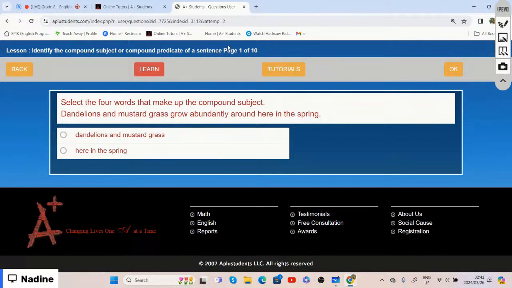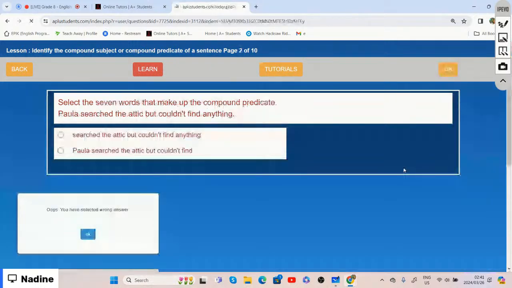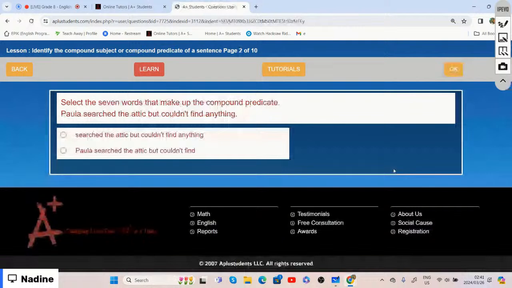All right, then if we select our compound subject, we will say it's dandelions and mustard grass. That is our 4 words that make up our compound subject. We need to select the 7 words that make up the compound predicate.